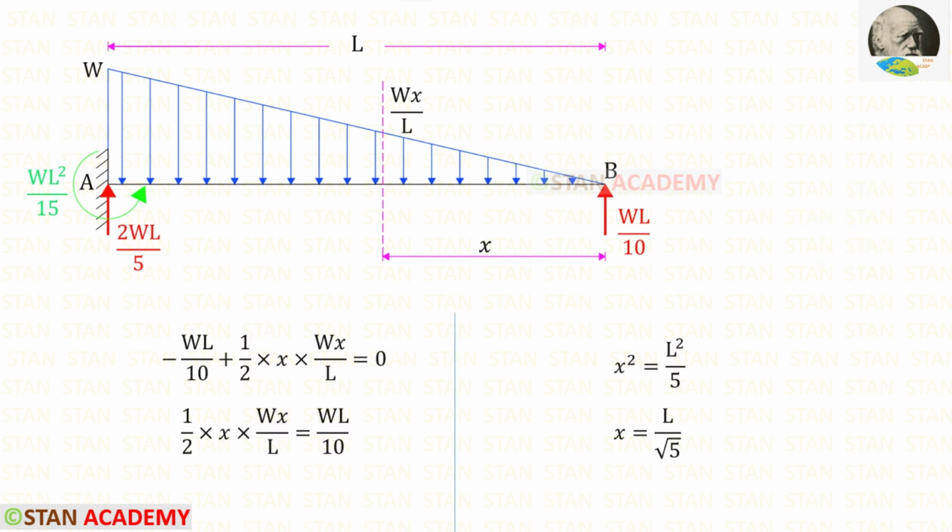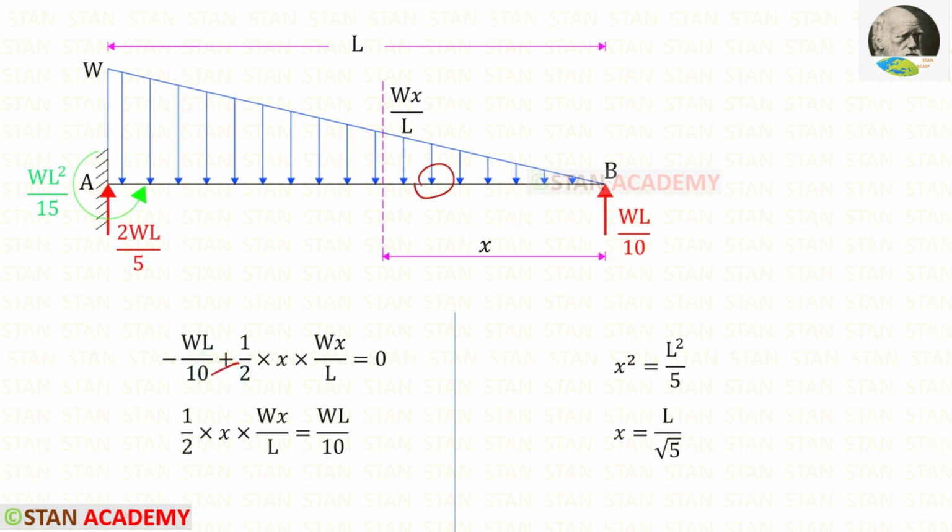Now let us find the shear force in this section from the point B. We know that in this section the shear force is 0. We have to follow left hand side rule. Upwards will be negative and downwards will be positive. RB is acting upwards so that it will be negative. UVL is acting downwards so that it will be positive.